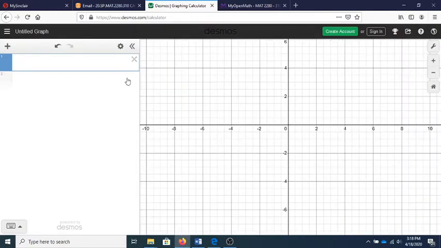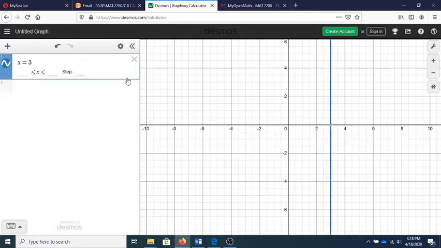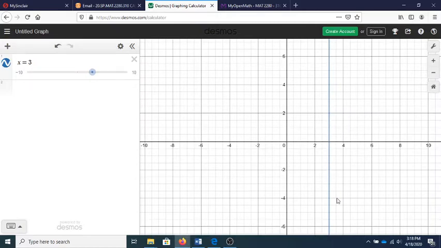So if I type in x equals 3, it gives me a vertical line, and it's the vertical line where all the x values are 3. Okay, the idea is that this equation puts a restriction on x, but it puts no restriction on y. So it gives me all the points that have an x value of 3, no matter what their y value is. Okay, and that gives me a vertical line.